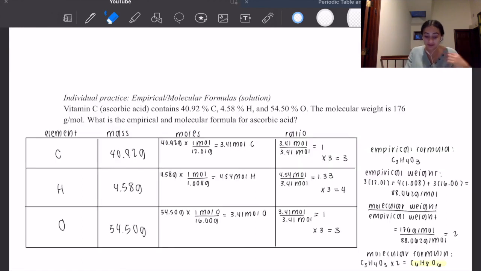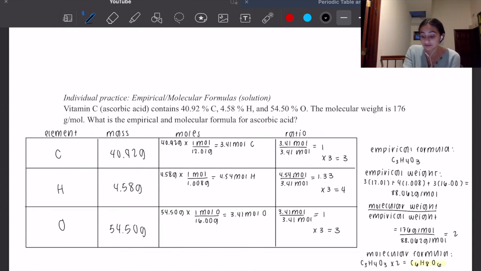Okay, so let's go over the answer. I set my total mass equal to 100 grams. So that means I have 40.92 grams of carbon, 4.58 grams of hydrogen, and 54.50 grams of oxygen. I'm just using my table once again. So then I'm going to convert each of the masses to moles, where I get 3.41 moles carbon, 4.54 moles hydrogen, and 3.41 moles of oxygen.